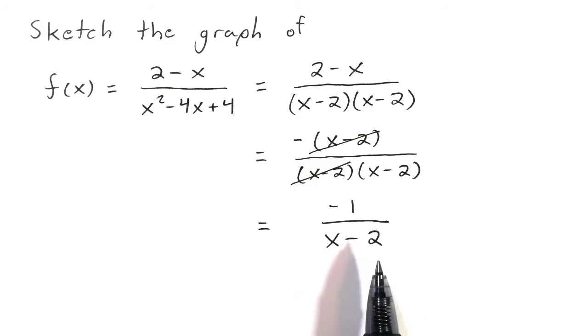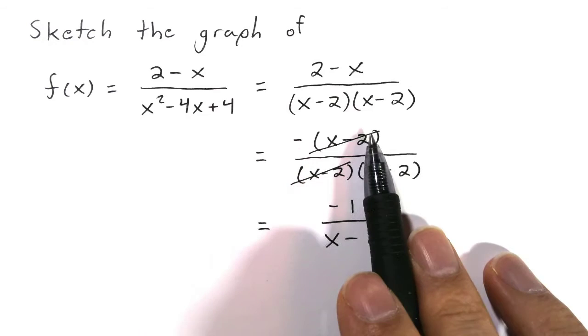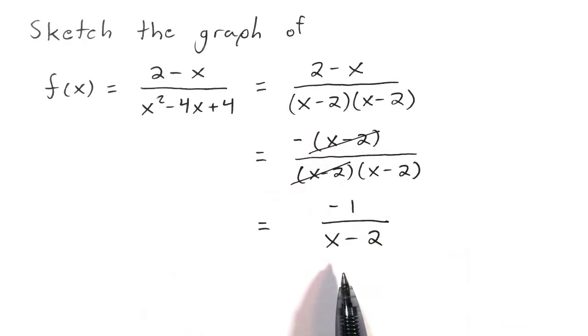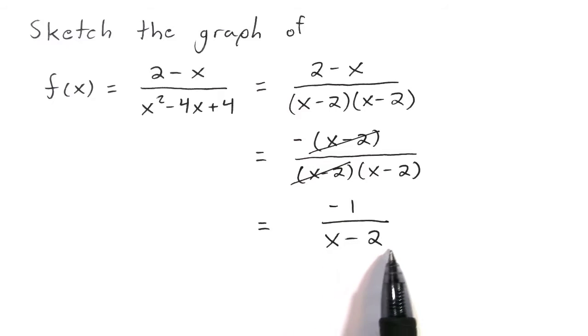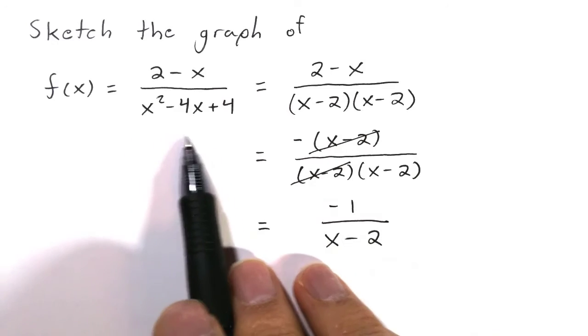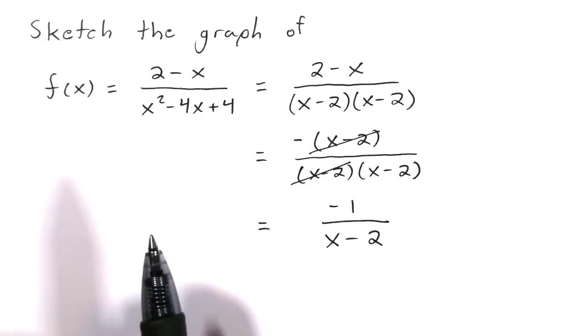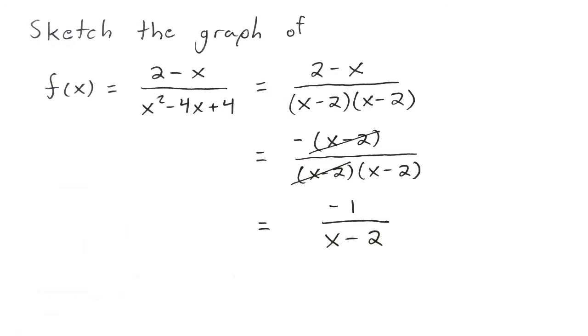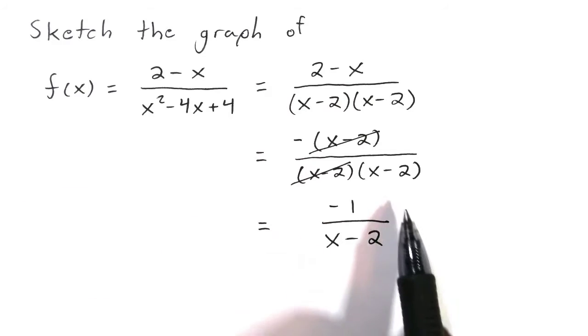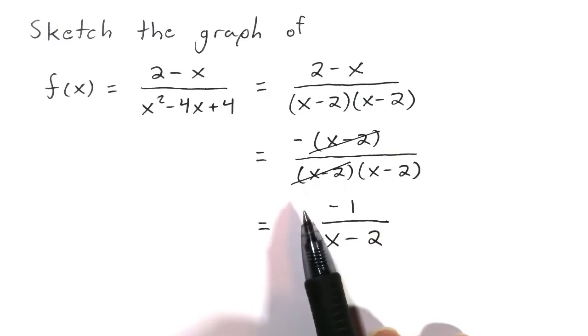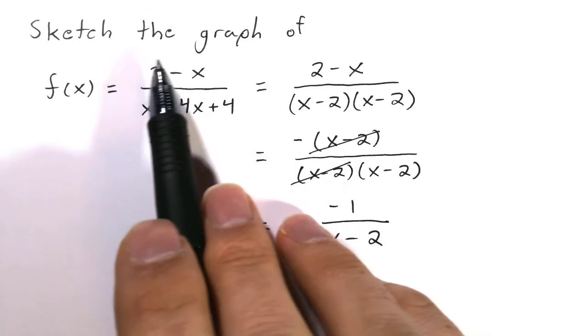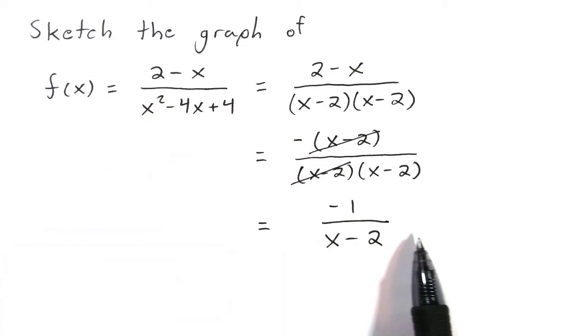Now, one thing we should always consider whenever we cancel common factors is whether we change the domain of definition of our function. In other words, is this function defined for different values of x than this function is? Well, in this particular case, the answer is no. They have the same domain of definition. The only place this function is undefined is at x equals 2, and the same is true of this function. So we do not need to stipulate anything special.